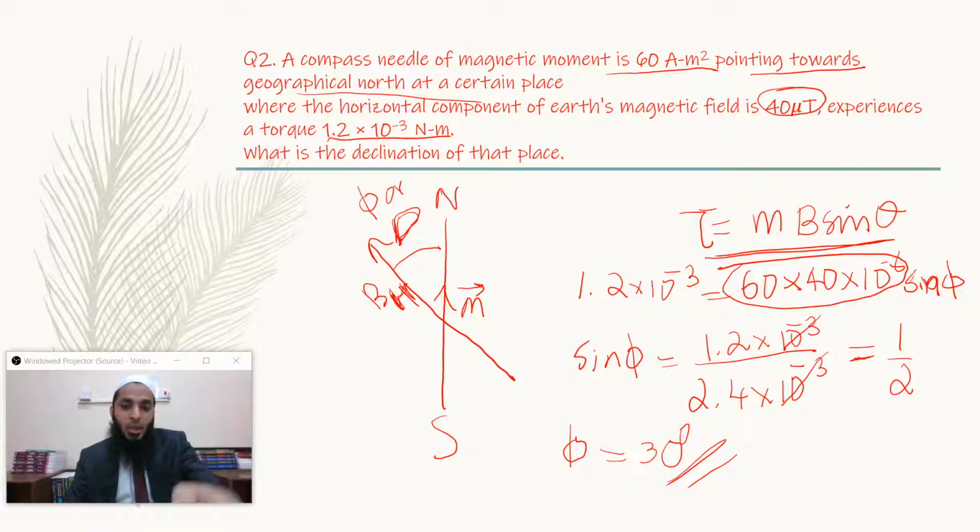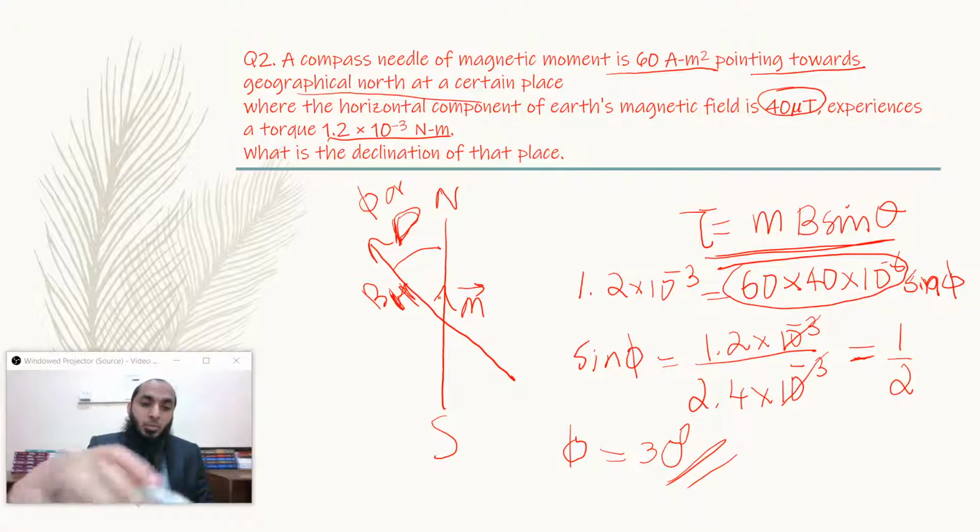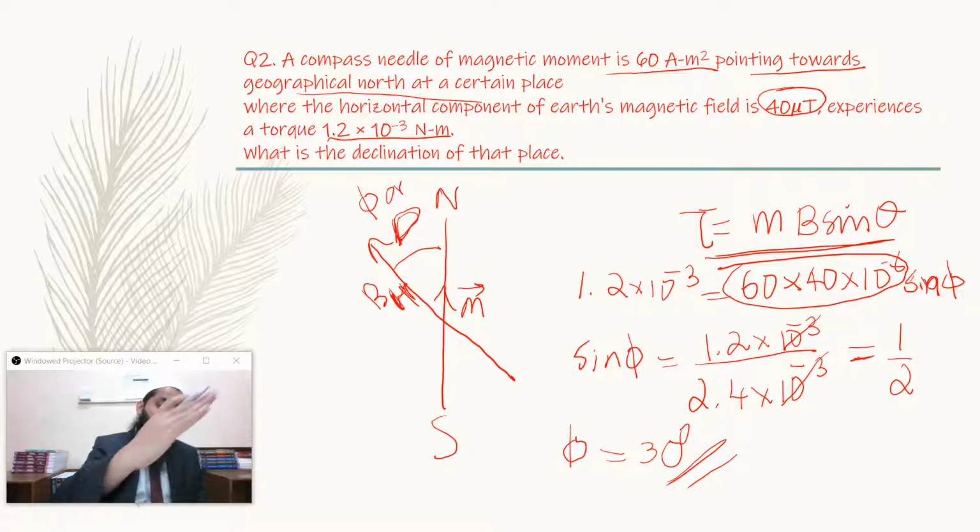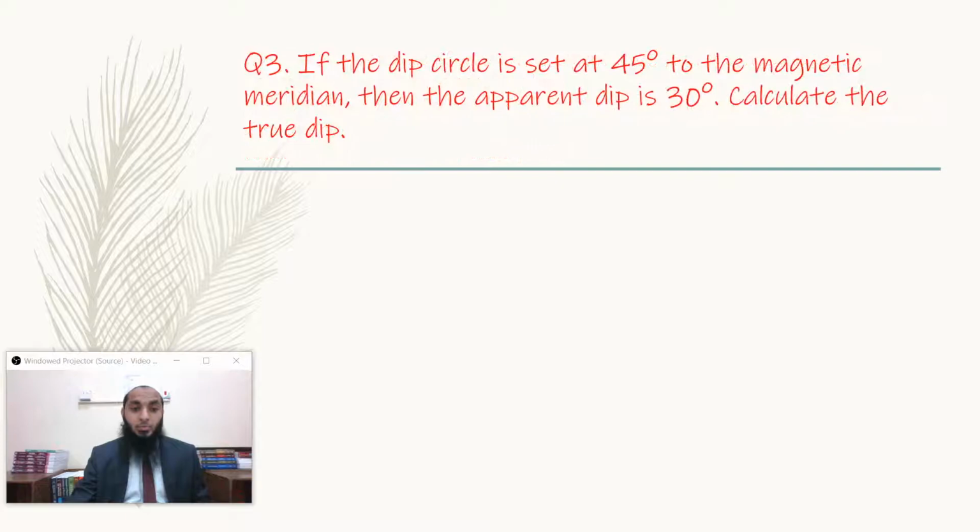So I hope you have understood this. I repeat, the magnetic moment was shown to be in the geographic north-south direction, and the magnetic field is along the magnetic axis, and the angle between them is the angle of declination. And we know that when the magnetic field and magnetic moment are inclined by an angle theta, then the torque applied on it is mB sine theta, and accordingly we have found sine theta, or sine phi in this case, by equating the values. Now let's go to question number 3.